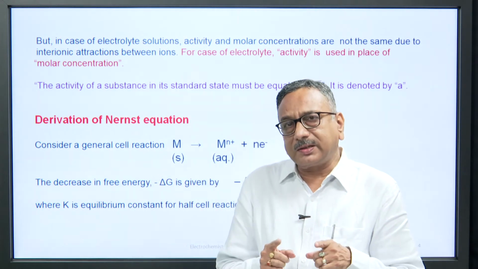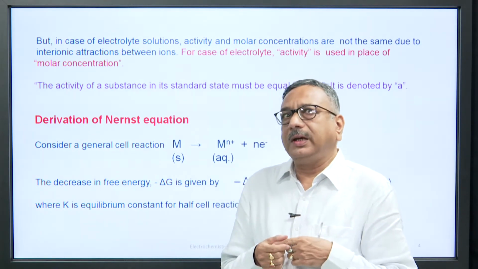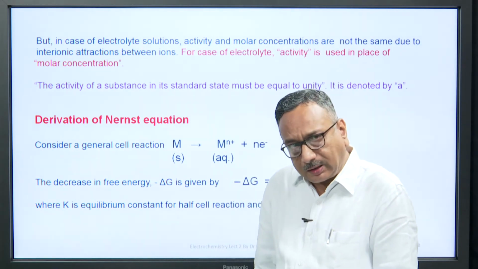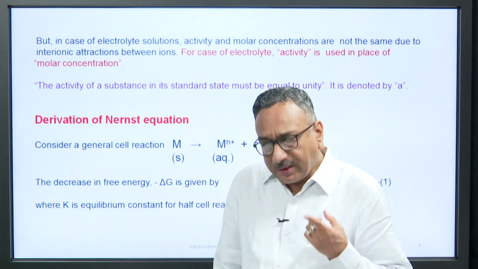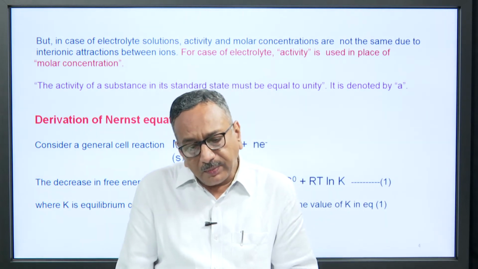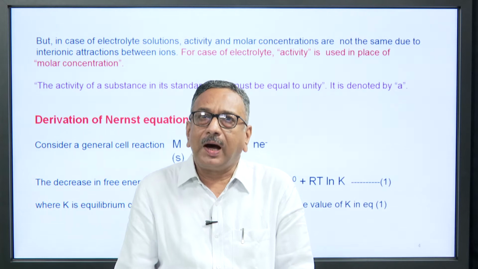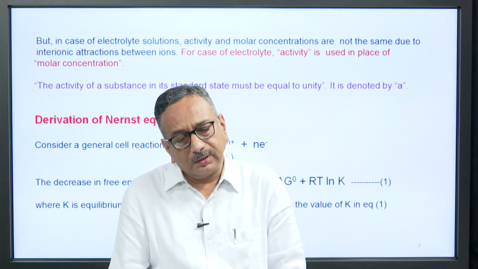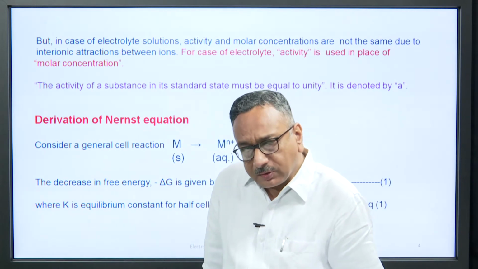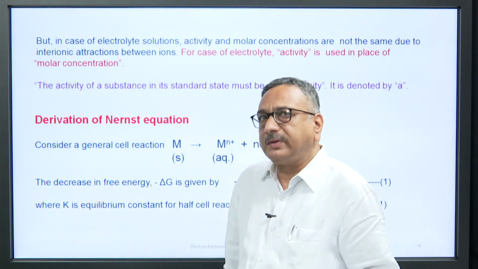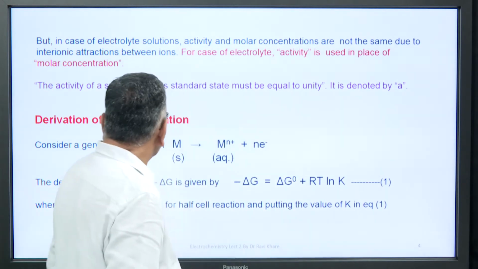For the case of electrolytes, activity is used in place of molar concentration. The activity of a substance in its standard state must be equal to unity, and it is denoted by small a. This is the concept of activity which we are using for the derivation of the Nernst equation. Now, derivation of the Nernst equation.